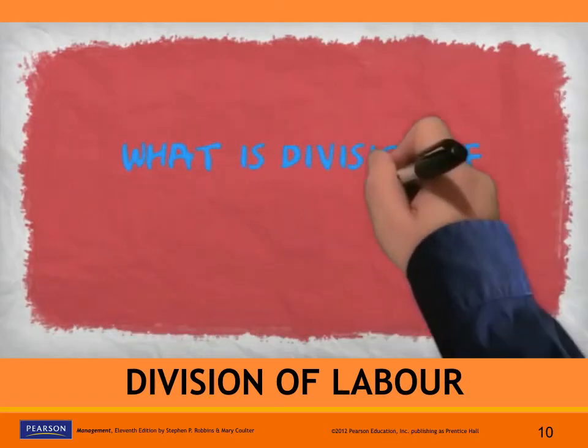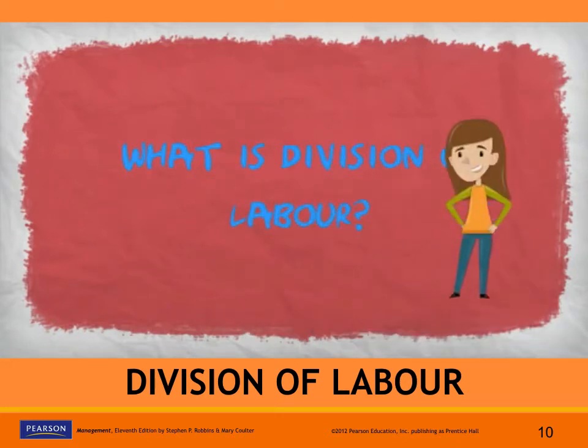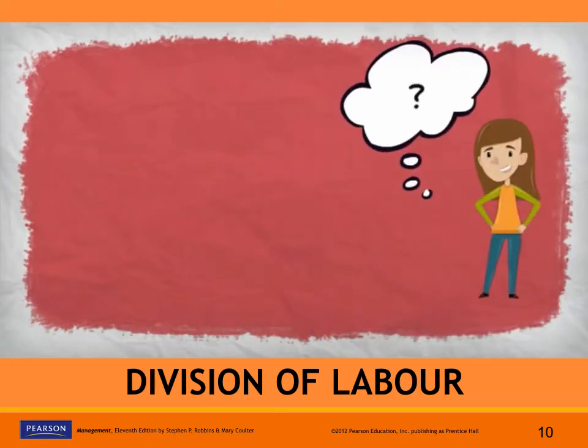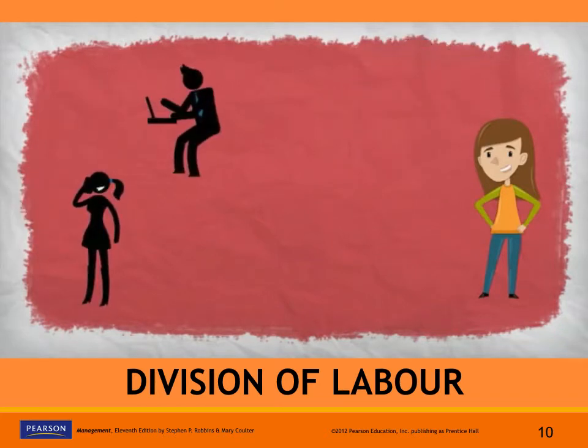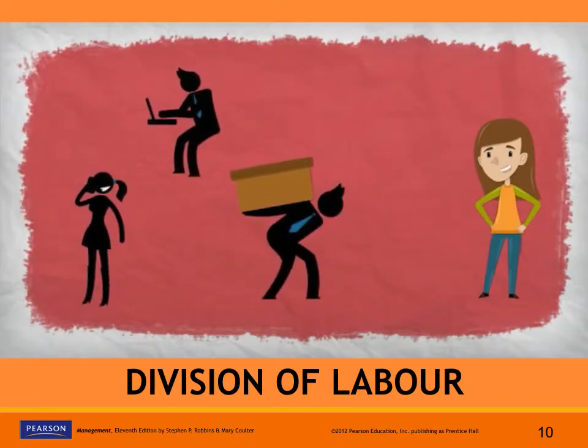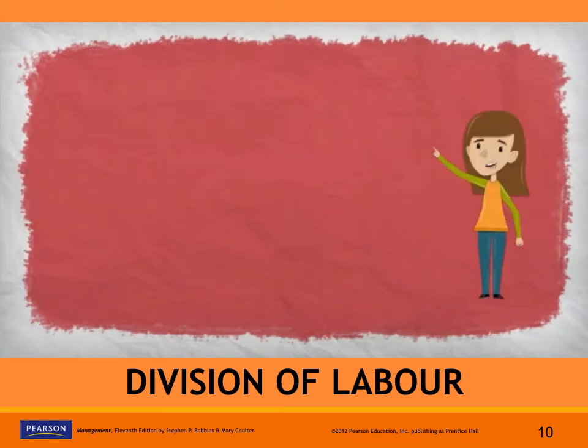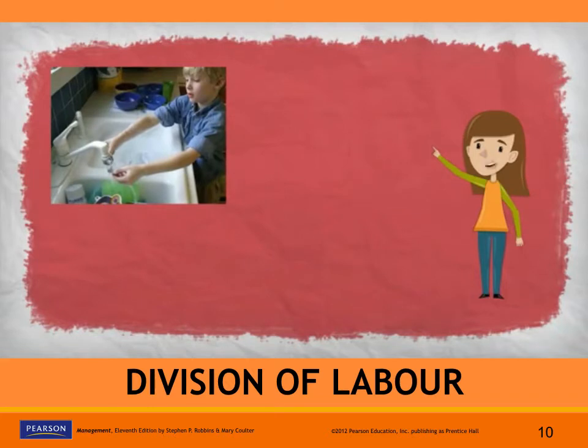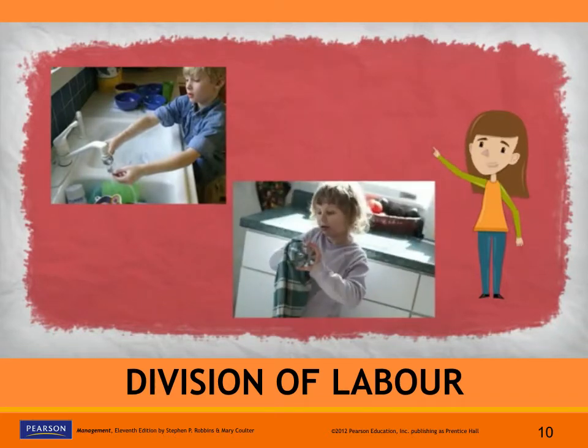What is division of labour? Division of labour is where the separate tasks of a process are divided amongst cooperative specialist workers. For example, in the kitchen, Johnny does the washing of the dishes because he's best at that, and Josie does the drying of the dishes because that's her specialty. By working together, they are able to do the dishes faster and more efficiently.